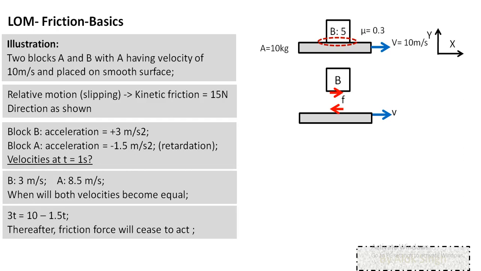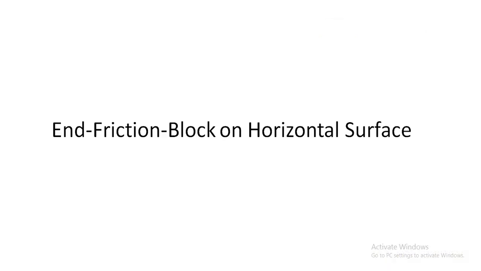Let's say they become equal at time t. At time t, the velocity of B is equal to 3t, and the velocity of block A will be u minus at, which is 10 minus 1.5t. So the value of t is 10 by 4.5 second. So at t equal to 10 by 4.5 second, the velocities become equal, and thereafter the friction force will stop acting. Both will move with the same velocity. Friction force will cease to act. The moment the velocities become equal, its job is done. So that concludes this part.